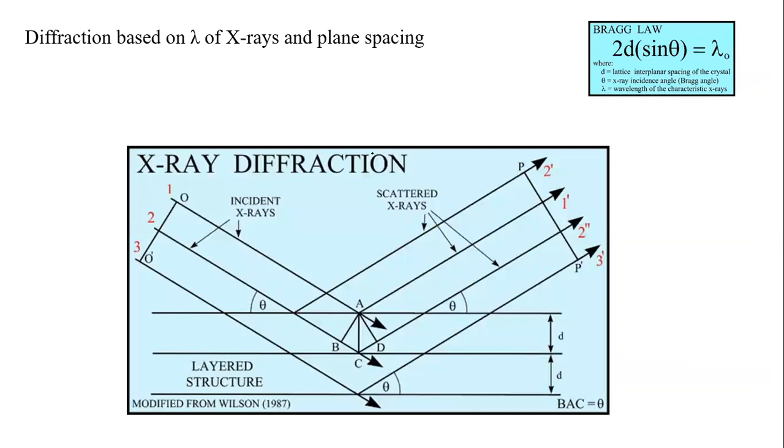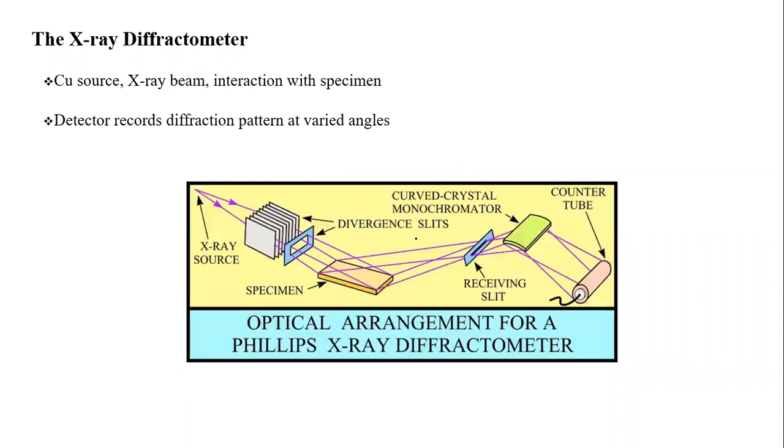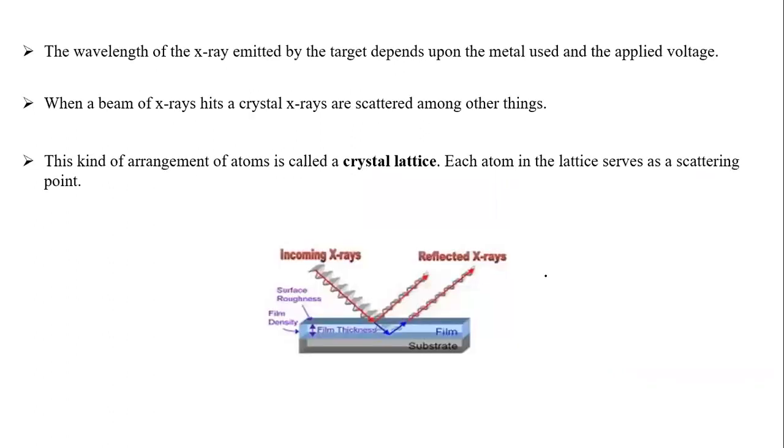The same thing I have explained here. These are the incident rays, these are the scattered rays. All the angles should be equal, the incident angles should be equal. Same thing I have explained, I put it in a pictorial representation. This is for your preparation purpose.